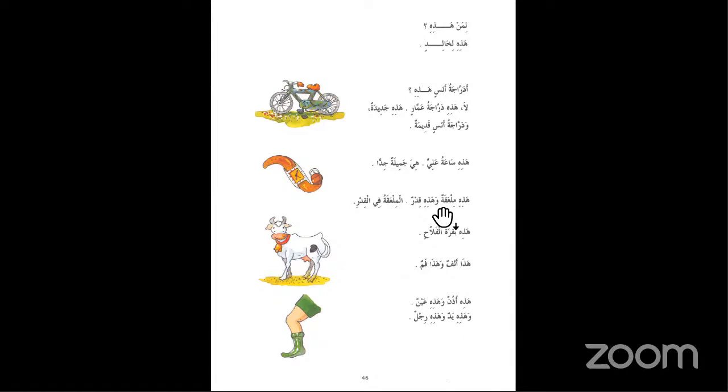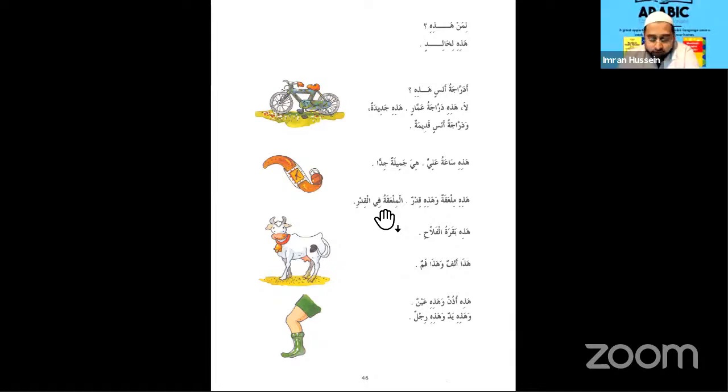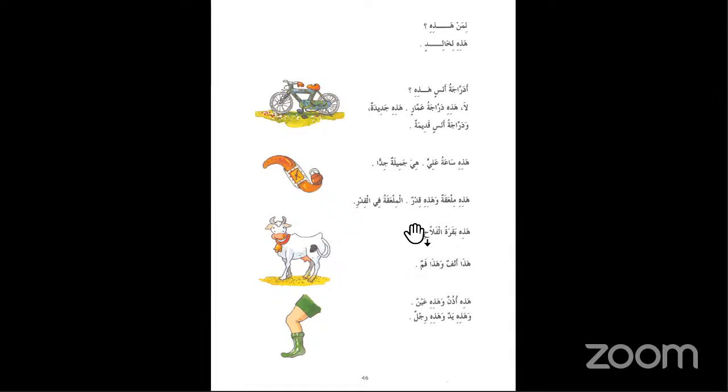هذه ملعقة وهذه قدر. This is a spoon and this is a pot. الملعقة في القدر. And the spoon is in the pot. هذه بقرة الفلاح. This is the farmer's cow. هذا أنف وهذا فم. This is a nose and this is a mouth. Correct.